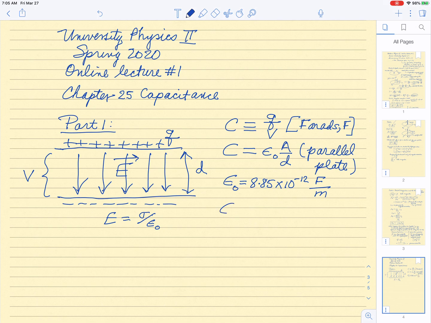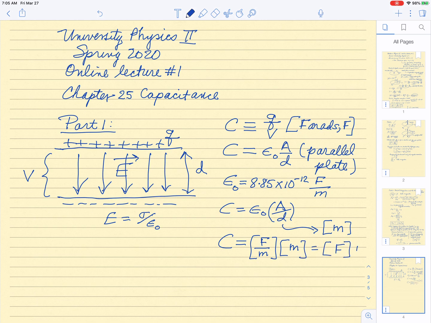And you'll see from the above equation that A over d has units of meters. So just from a unit analysis, this is going to be farads per meter times meters, or farads. And that's exactly what we want. So just remember that theme is going to prevail here.